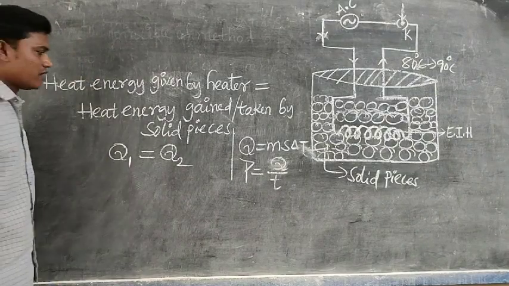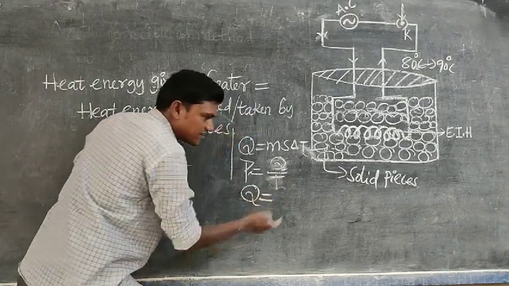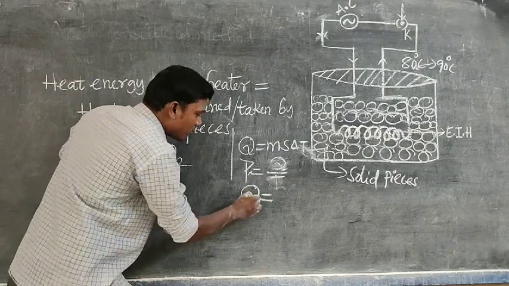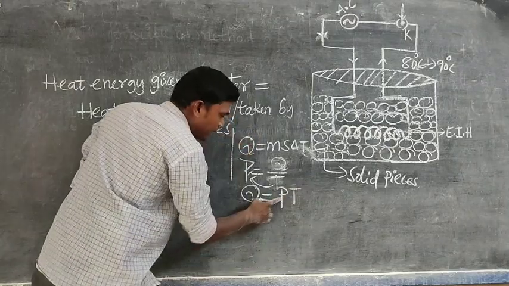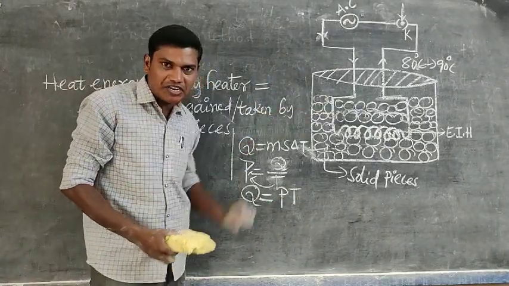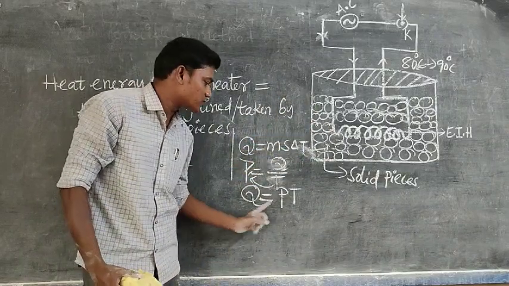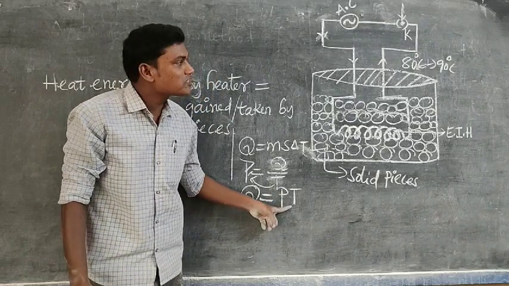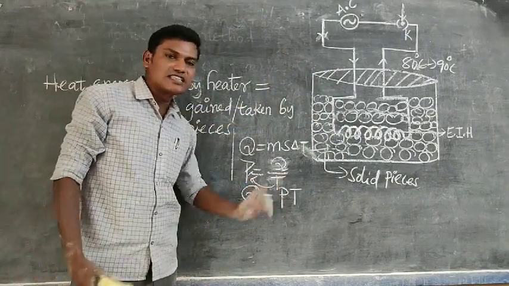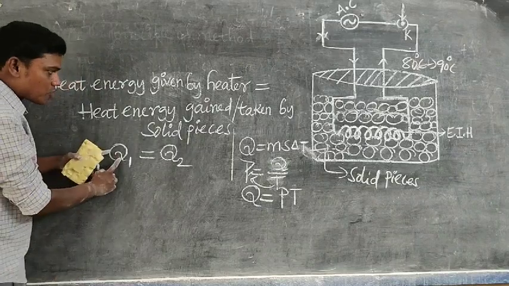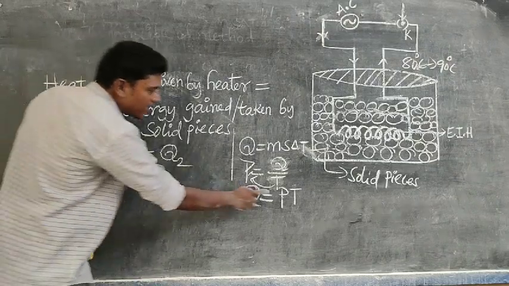So now come to that. From this, what can we write? Q equals, here T represents the time. Transferring T to the left-hand side, we can write Q as PT. P is the power of the immersion heater, that is either 1000 watts, or 1.5 kilowatts, or 2000 watts, or 2 kilowatts, like this. T is how much time you supply the current to the immersion heater. That's why in the place of Q1, which represents heat energy given by the heater, we can write PT.